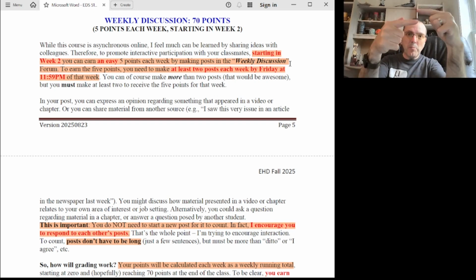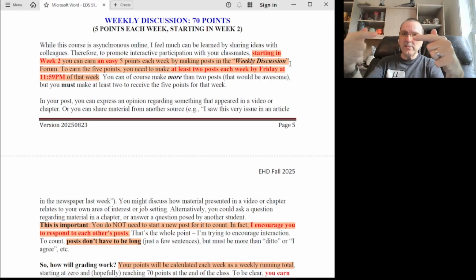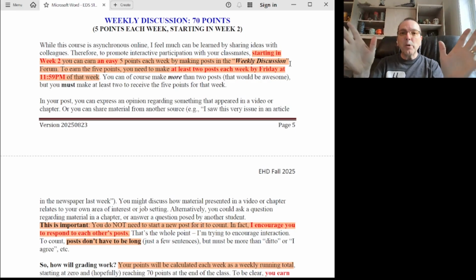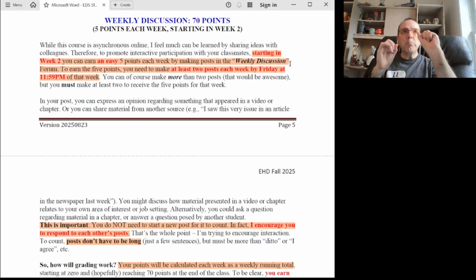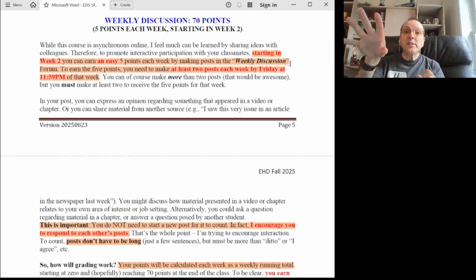That's what I'm looking for, that engagement. Someone posts, someone replies to that, someone replies to their reply. That's what we're looking for. So you can start 2 threads, or you can do 2 replies to other people's threads. That's all great, but I want that engagement. That's the purpose of this. And again, some of them are fascinating. We've had some great conversations over the years of doing this.